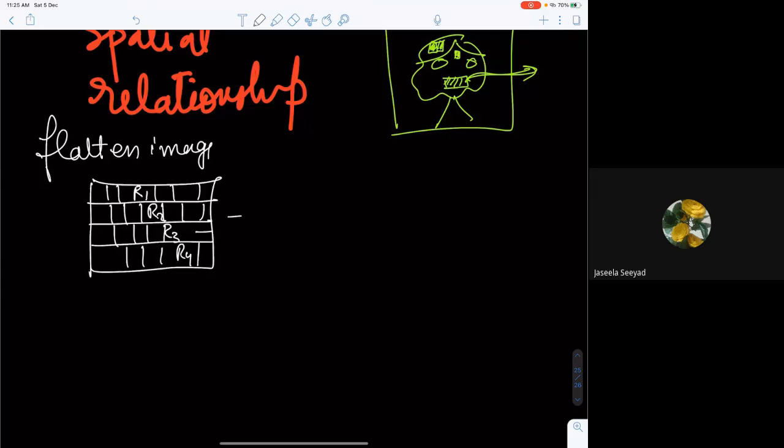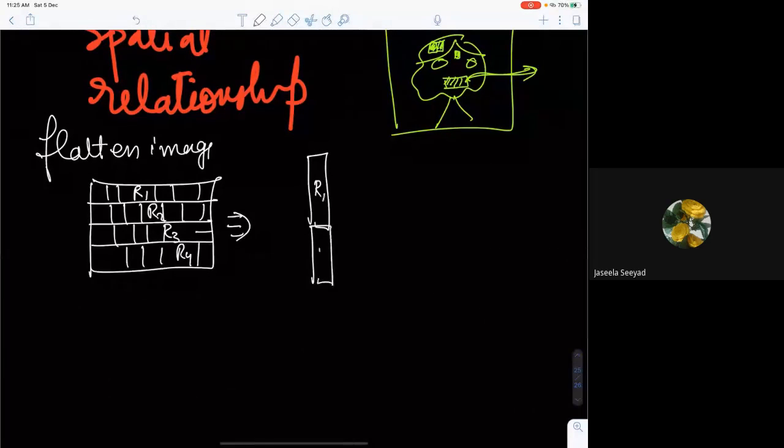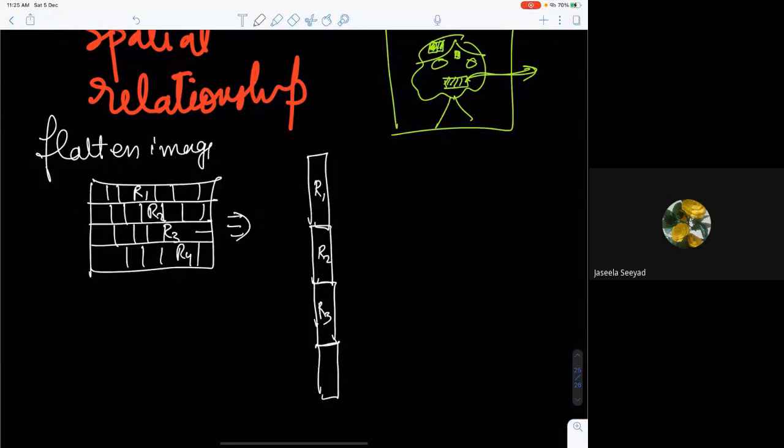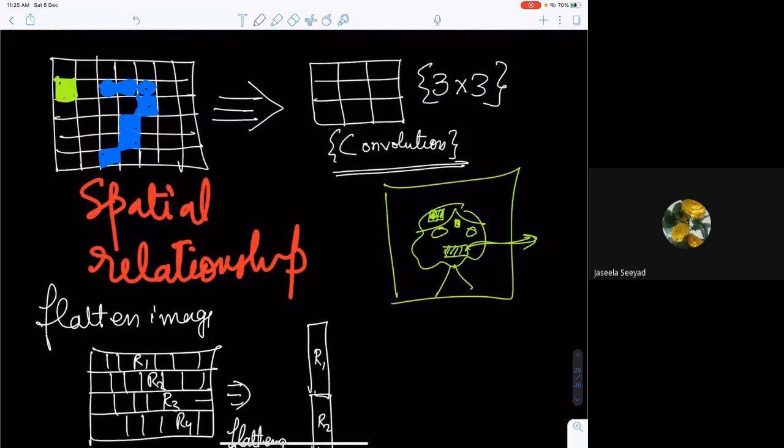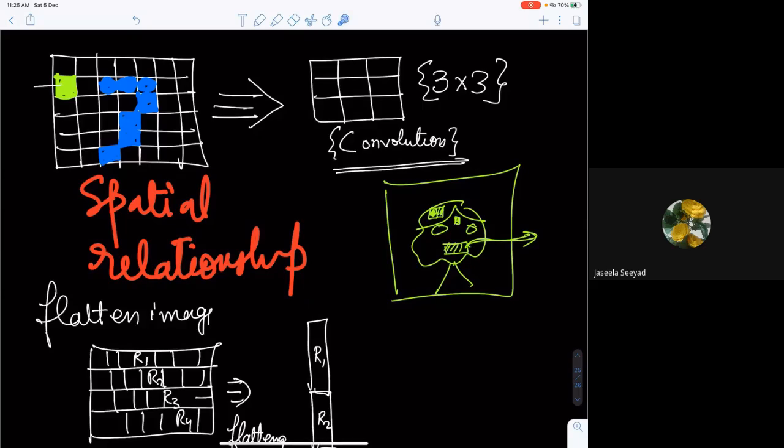This flattening is actually disturbing, basically losing the spatial relationship. Do you see that? Because then what will happen is that these pixels will be here and those will be here, and you will see that there was a relationship that they are close, but now they are not close.